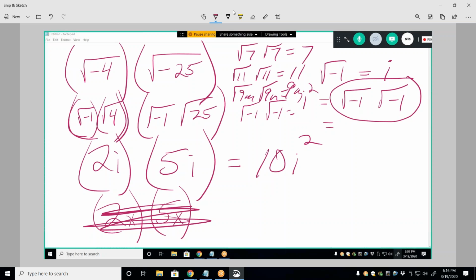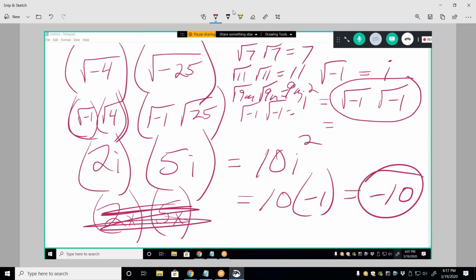Negative 1. Okay, so this 10i squared becomes 10 times negative 1, or negative 10, and that will be the right answer. In other words, you always have to break these down, and whenever you run into an i squared, you substitute negative 1 for it. Okay?